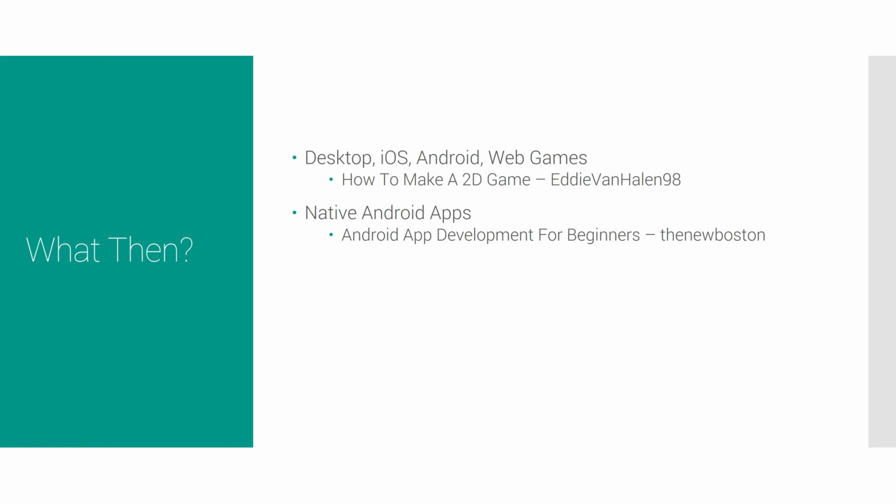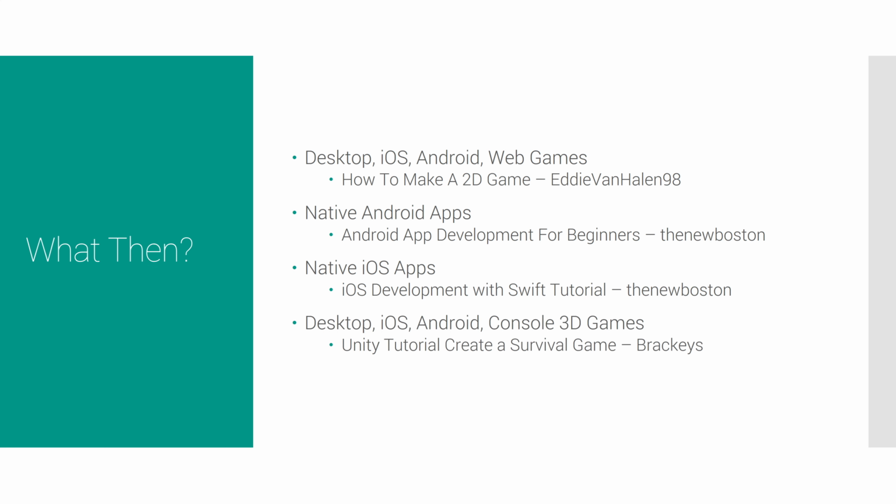Like I also said, once you've learnt one language, it's very easy to learn another. So you could go ahead and learn how to create native iOS apps using the Swift language from The New Boston's iOS Development with Swift tutorial, which is also available on YouTube. Again, you can go ahead and use C# to create desktop, iOS, Android, and console 3D games using Brachy's Unity tutorial Create a Survival Game, also available on YouTube.